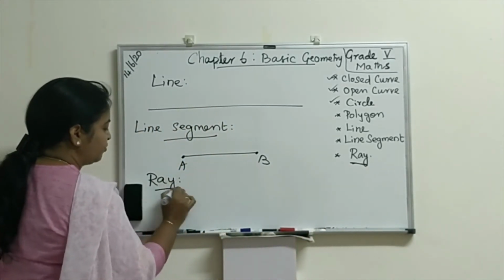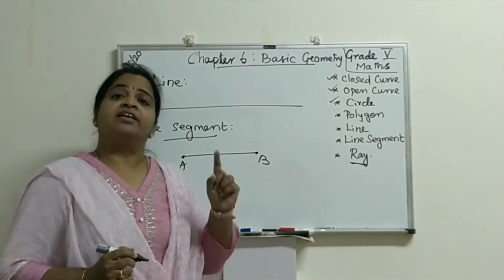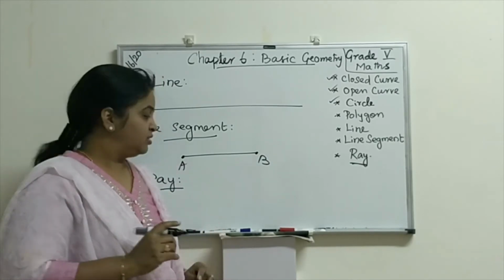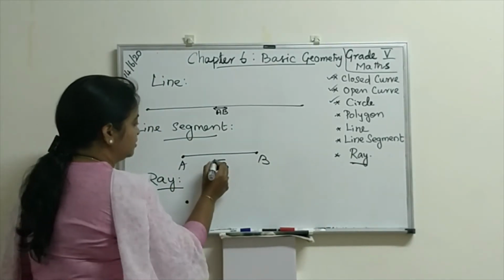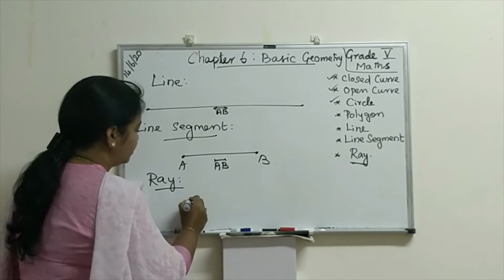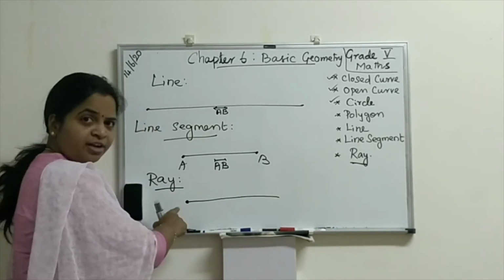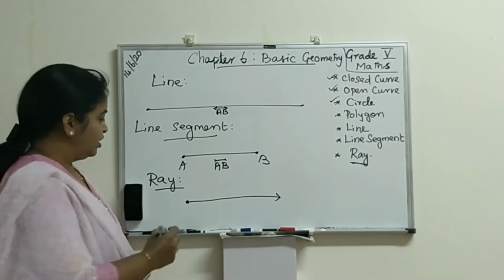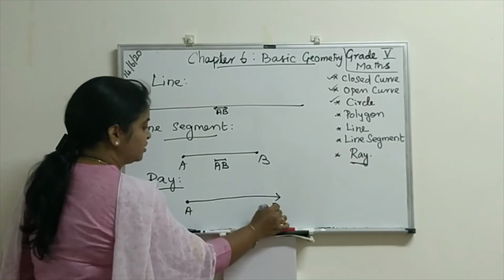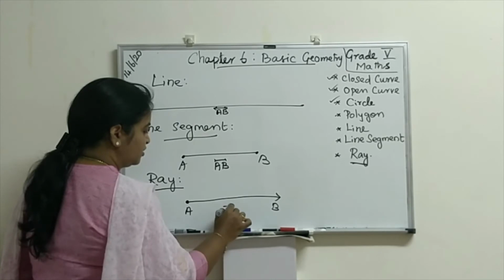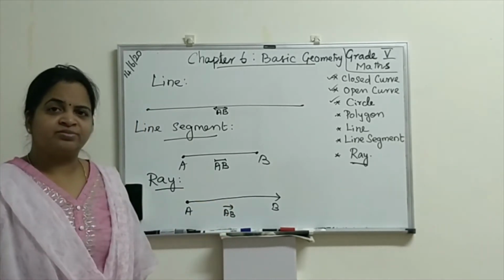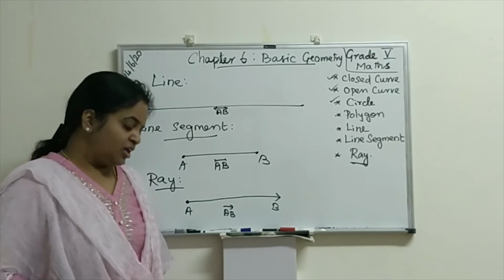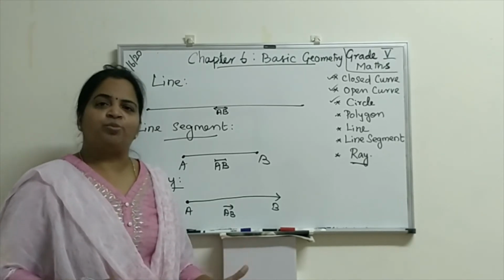What is a ray? A ray has a starting point, but it doesn't have an end point. See here, a ray has a starting point but it doesn't have an end point. Okay, then how will you represent a ray? Like this. You got it? Okay, we will move to another section of this geometry.